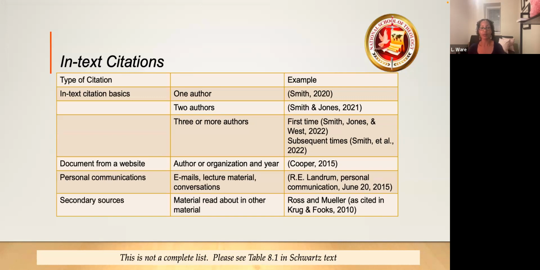Have I confused anybody with that example? I was trying to do something very simple that could relay the primary secondary source. But if I've confused you, please raise your hand, let me know, or come off mute and say something.